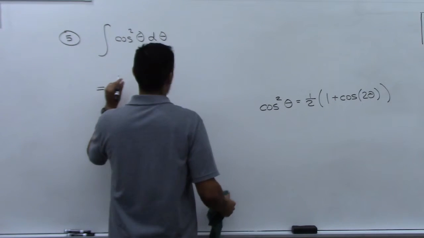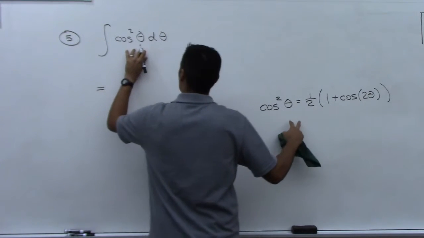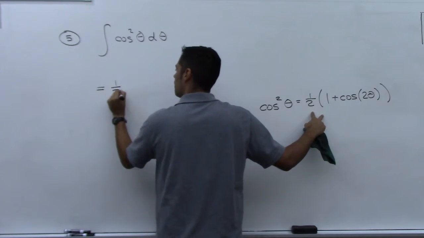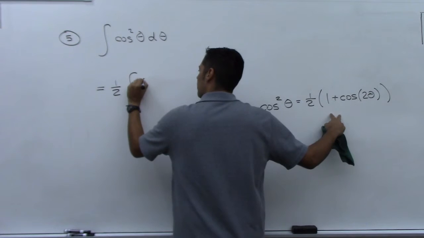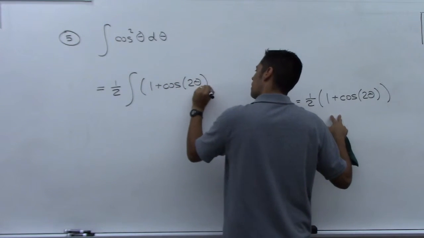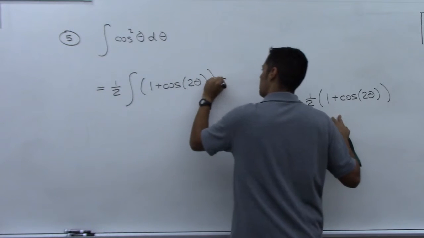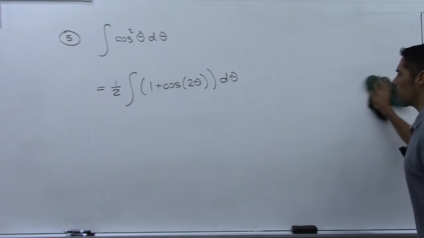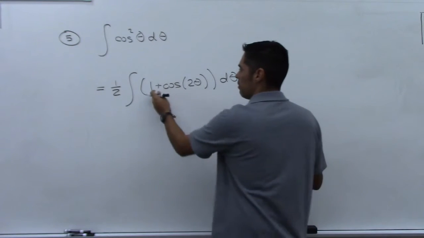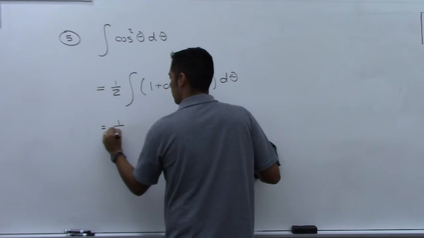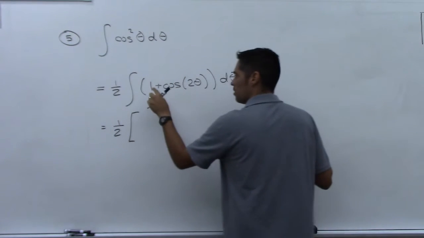Okay, so replacing this expression with this, the 1/2 is going to come out of the integral. I will have in here 1 plus cosine 2 theta, and that's it, d theta. And this integral, super clean. I can do the antiderivative of each one because I have addition, so it's 1/2, here's my antiderivative, and then let me go ahead and figure out what these are.